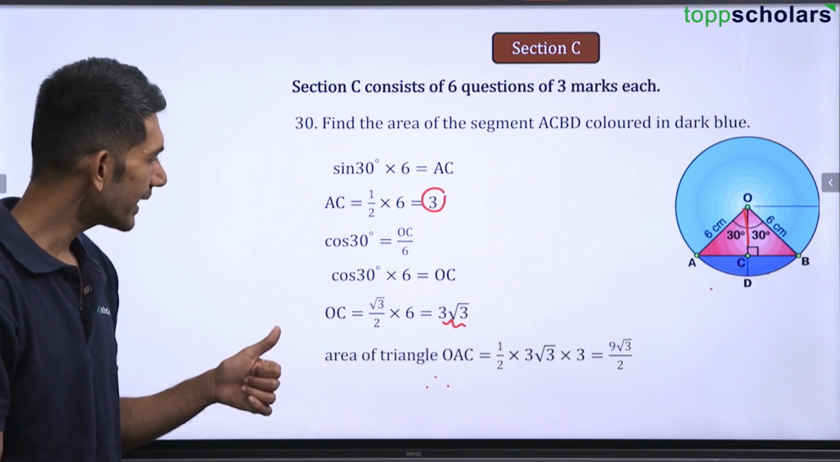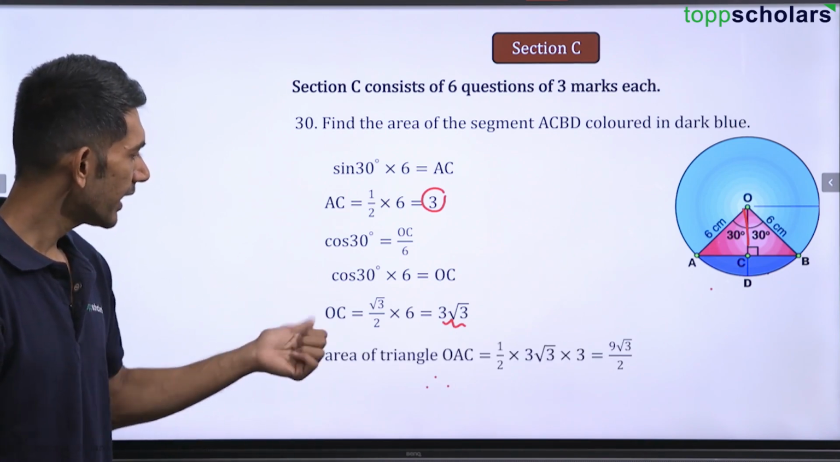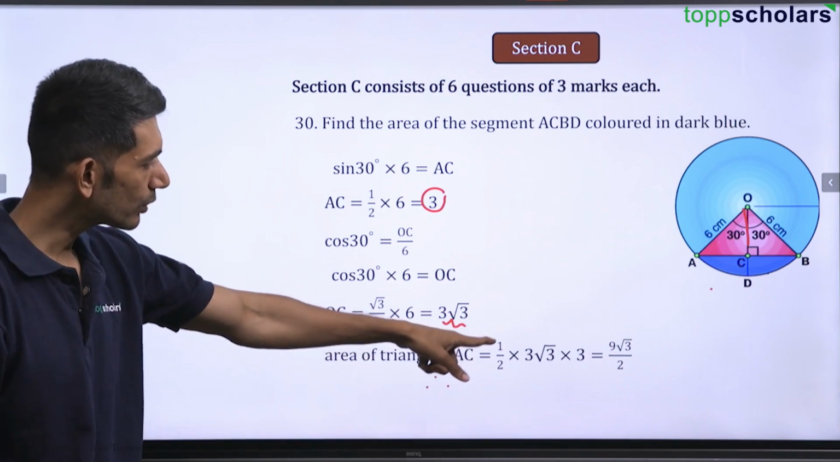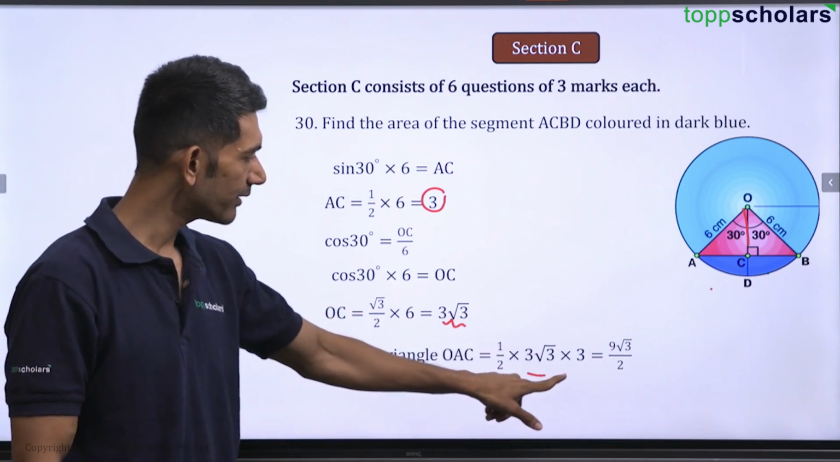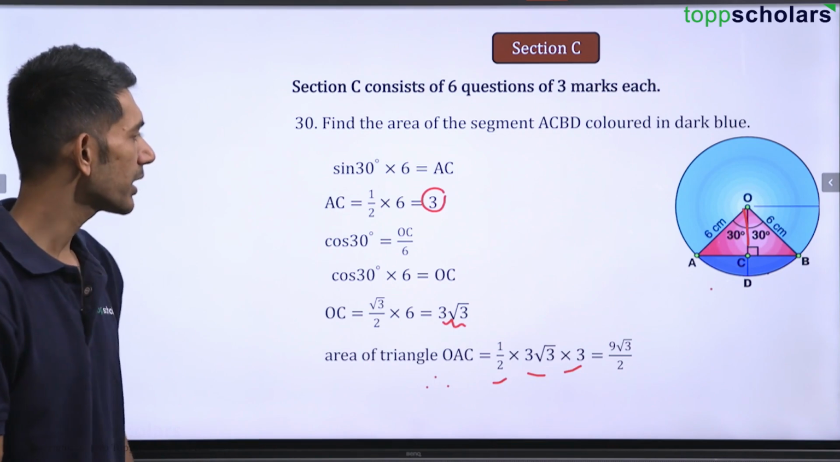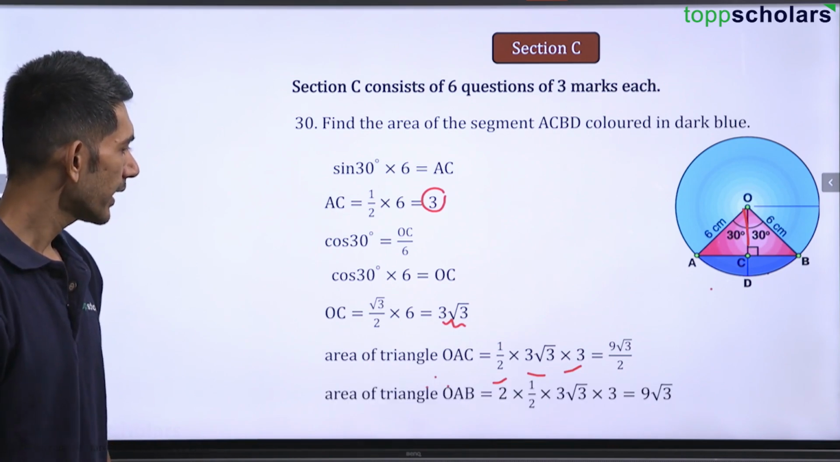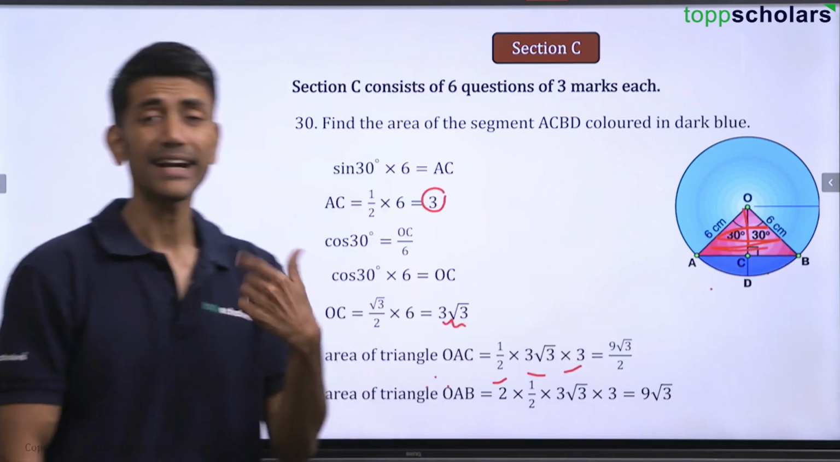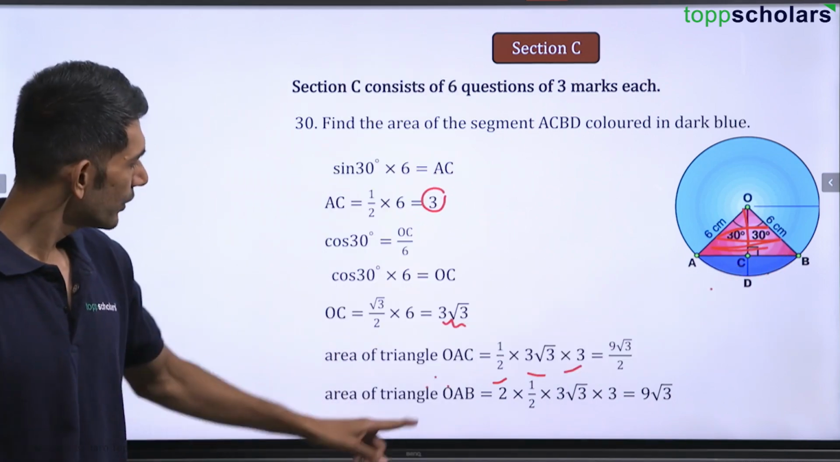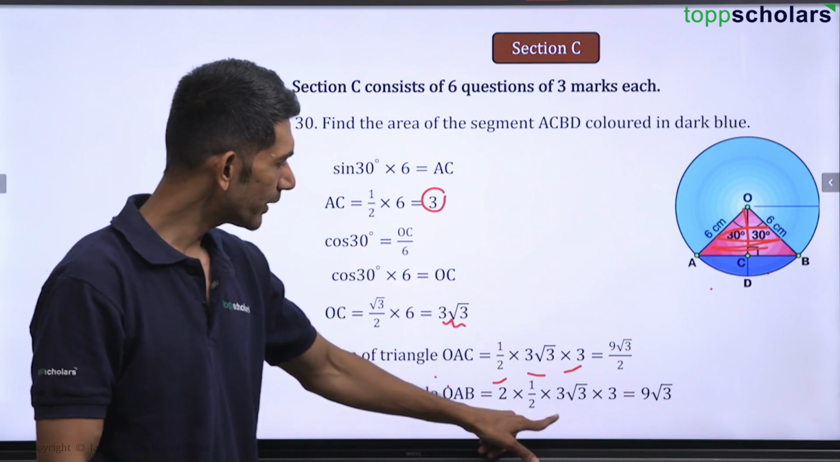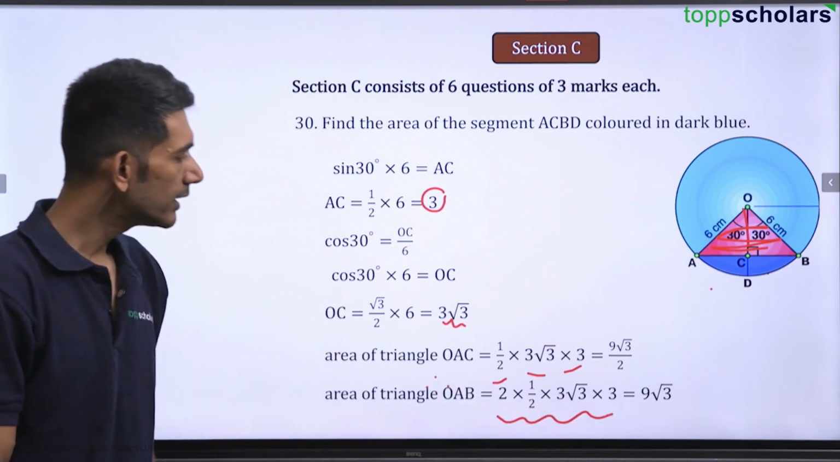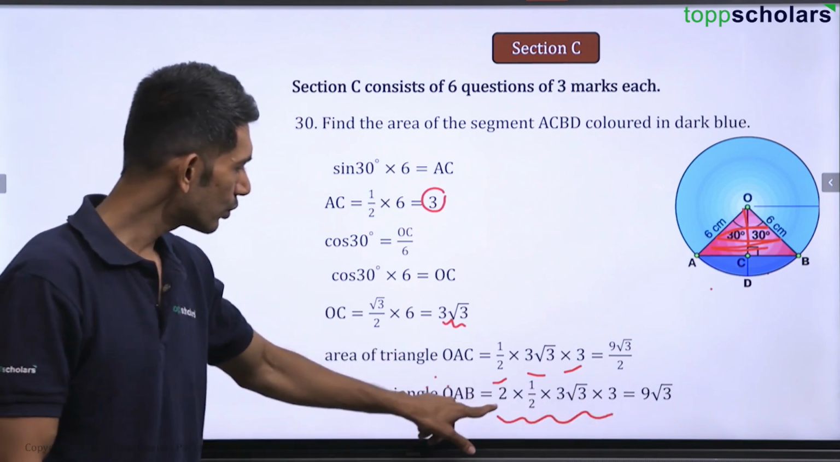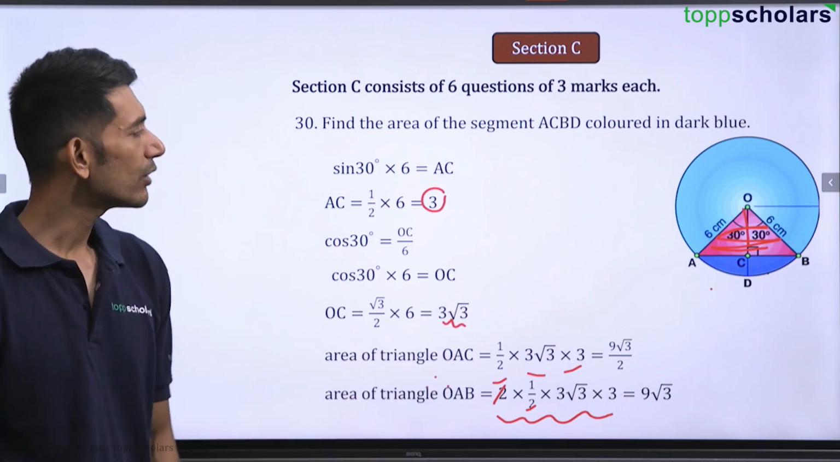So once you have the height and the base, the area of triangle OAC is half into base into height. That is 9 root 3 by 2. Correct? So what will be the area of the entire triangle? The area of the entire triangle will be double, right? So it is 2 times half of 3 root 3 into 3. The 2 gets cancelled, you get 9 root 3.